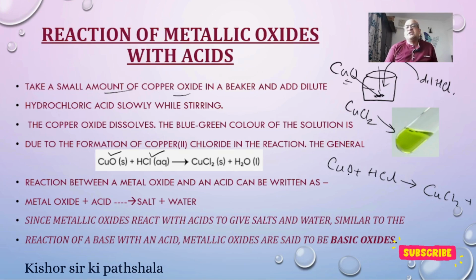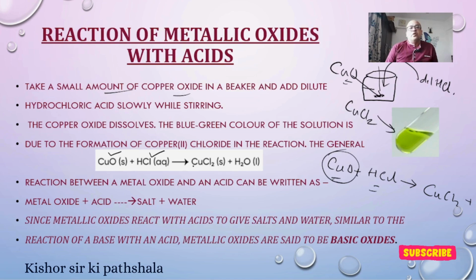Now if you see, the reaction is between a metal oxide and an acid. Last time we saw that a base reacting with an acid gives salt and water. This reaction is also like that only. This copper oxide is reacting with acid to give salt and water, so copper oxide is behaving like a base.